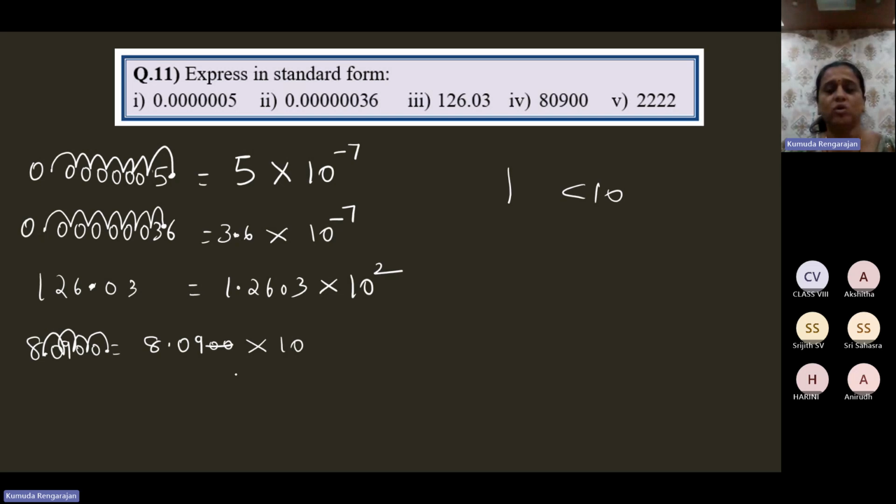So you should raise 10 to a positive or a negative power. Yes, ma'am. No, you should raise 10 to a positive or a negative power. Ma'am, negative. 1 second. There's somebody at the door. Just a second.